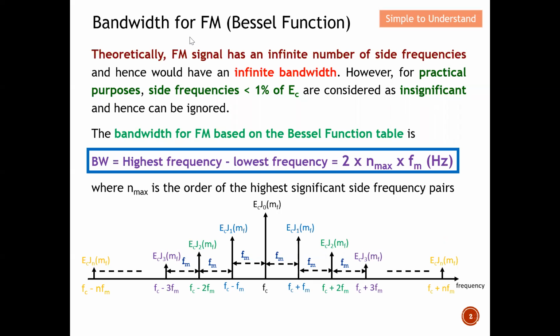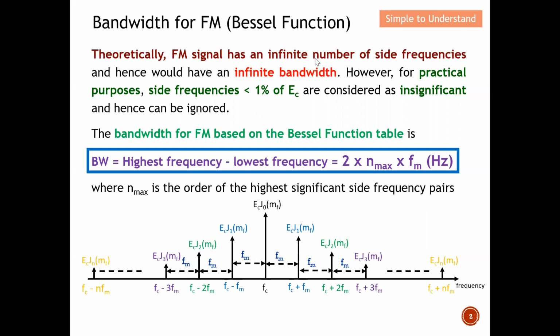Firstly, again, let's discuss the bandwidth for frequency modulation using the Bessel function method. Theoretically, an FM signal has an infinite number of side frequencies and hence will have an infinite bandwidth. So what does this mean? Let's take a look at this diagram here.